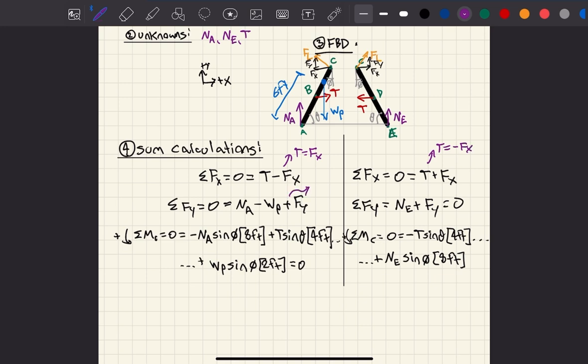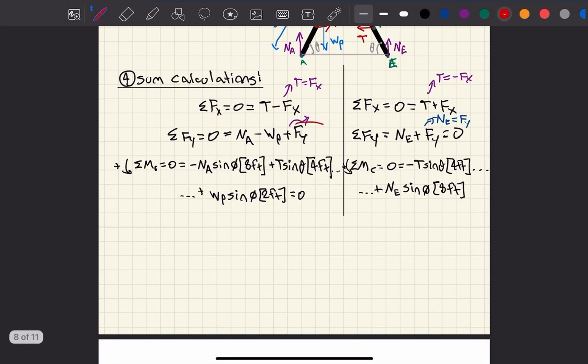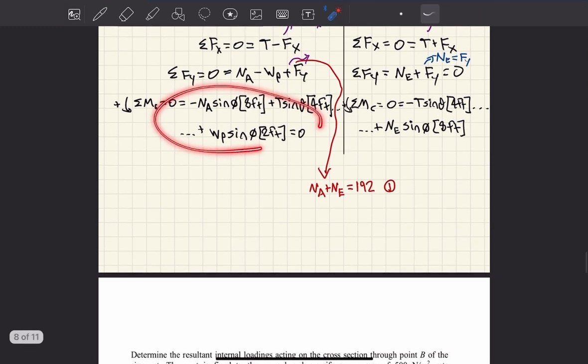Here, this is kind of useful. Let's do this side first. If we say that Fy is equal to negative NE, we can plug this in for Fy. And we already know that WP is 192 pounds. So if we do that, we will get one of our first big equations, and that is that NA plus NE is equal to 192 pounds. Okay, that's equation 1.